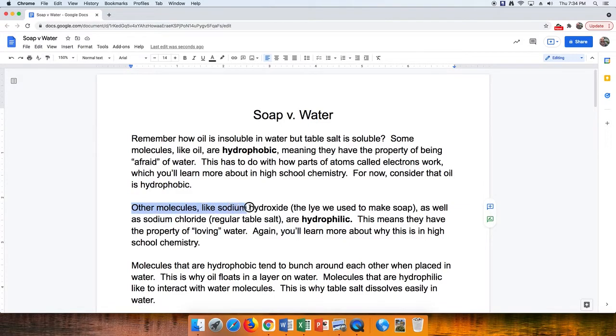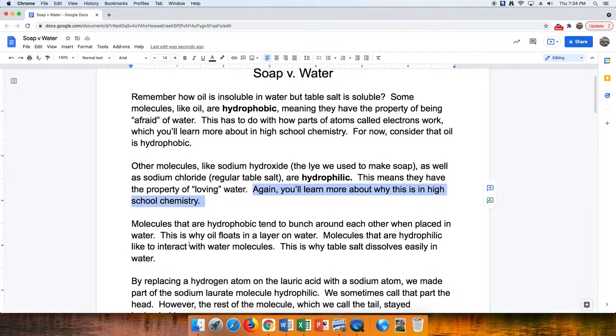Other molecules, like sodium hydroxide, the lye we used to make soap, as well as sodium chloride, regular table salt, are hydrophilic. This means they have the property of loving water. Again, you'll learn more about why this is in high school chemistry.